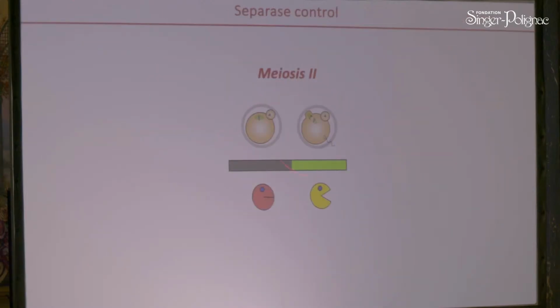Now what happens in meiosis 2? In meiosis 2, this is a very special cell cycle state because oocytes are arrested, but they have to be able to immediately activate once the sperm arrives. So it's a very transient kind of thing. The inhibition has to be very tight, but immediately we have to be able to reverse it very easily as well once fertilization occurs.